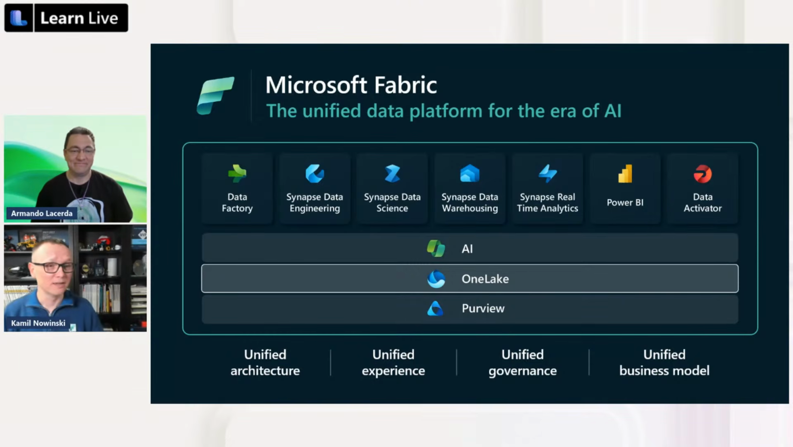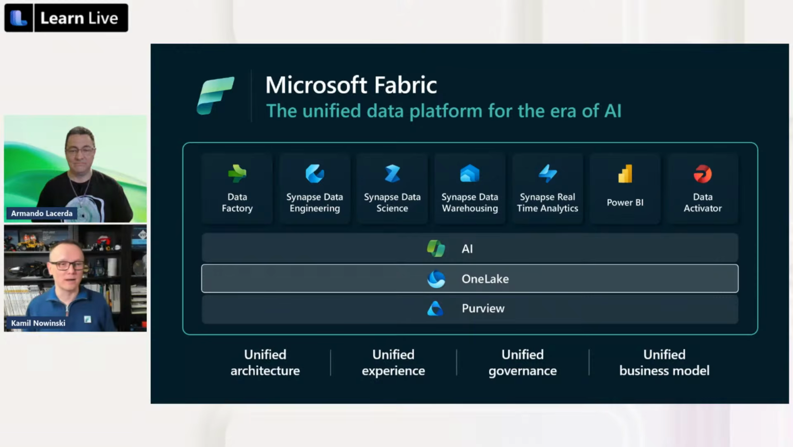Exactly, perfect. And from the marketing slide, let's say Microsoft saying this is a unified data platform, and this is true. Why? Because it's the first unified architecture, as you can see on this diagram. I will just add a few words about this in a minute. And it's a unified experience because you have everything in one place, as Armando said, and we have unified governance within Microsoft Purview and a unified business model. So we have everything in one SaaS, software as a service product.